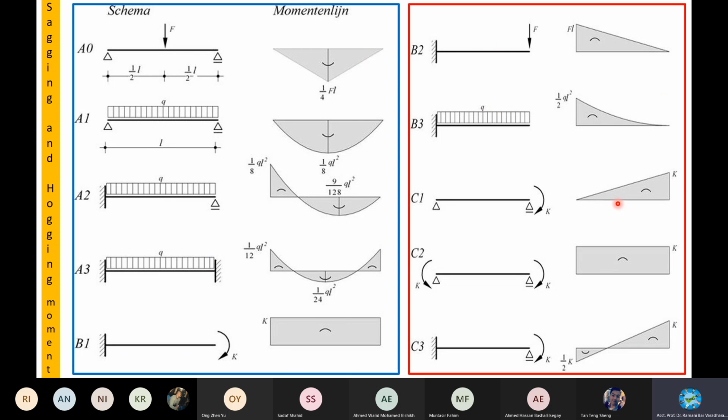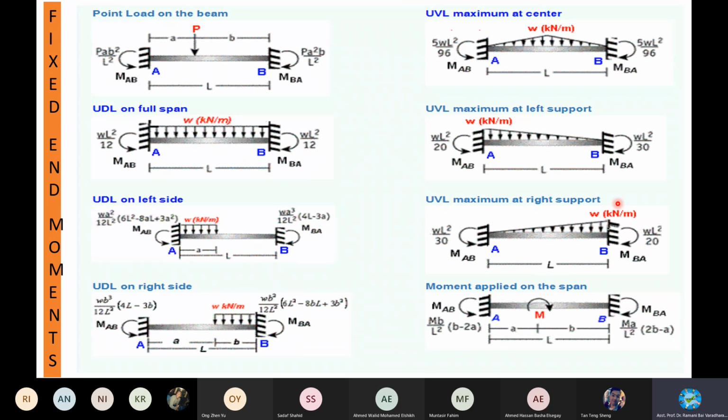Having understood this type of profiling for different types of loading and support conditions, you may have answers like this. This one again you will study in your higher classes. You will be provided with this table. But if the fixed end moments for certain types of loading like point load, UDL, they will give. The rest you have to derive. Okay, just for your information. No need to remember this for now.